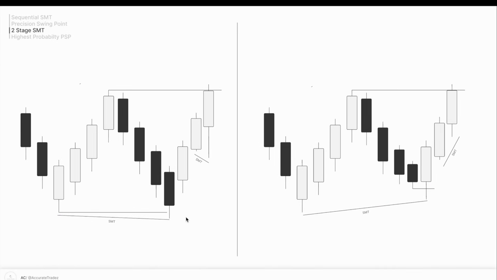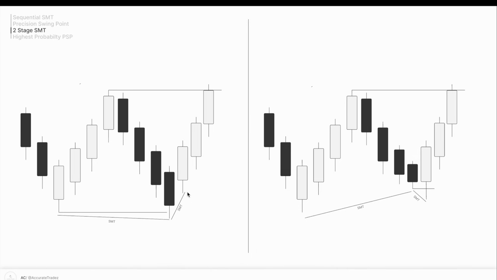Now we have a different type of two-stage where you have a low to the left, so higher time frame sell side liquidity pool, where we make a SMT here. So this is your higher time frame SMT, right? And then later on we will make a lower time frame SMT. So this is a two-stage SMT. It doesn't need to happen at the same time.